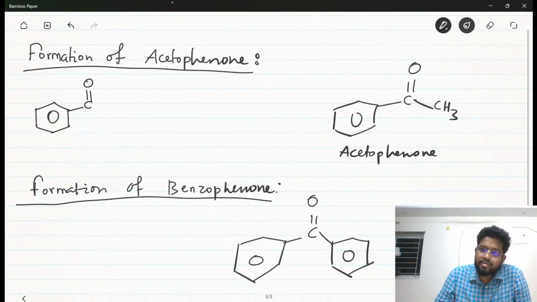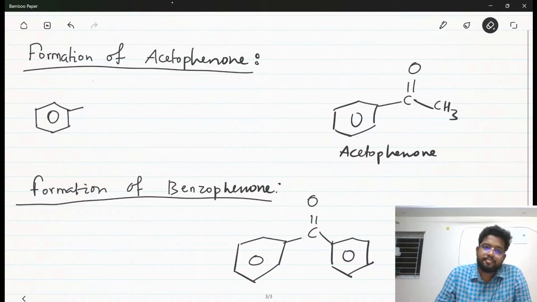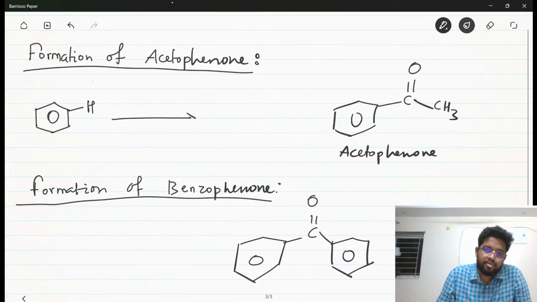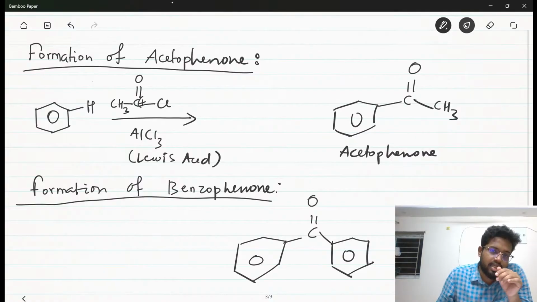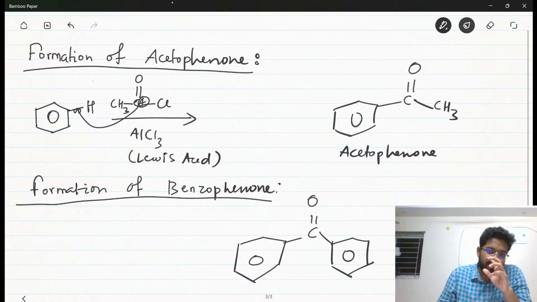You start with benzene. Once you start with benzene, you have to treat it with an acylating agent. And you know AlCl3 is a Lewis acid here. This Lewis acid will help you to create the acyl electrophile which is used in this step. Now what will happen? You prepare acetophenone.